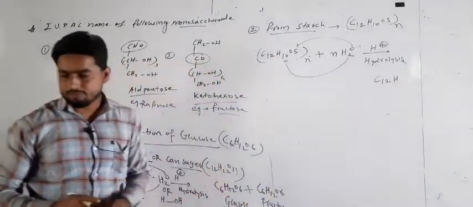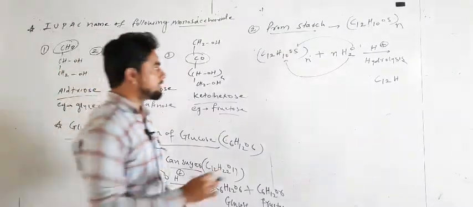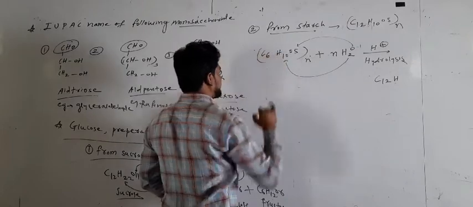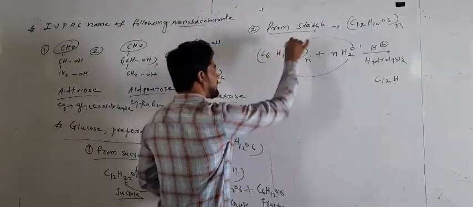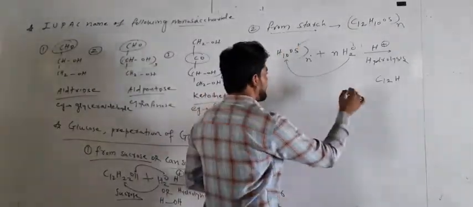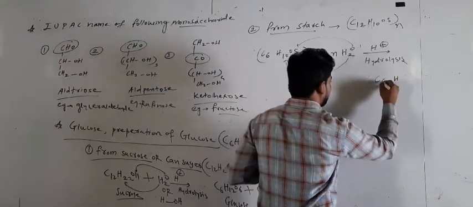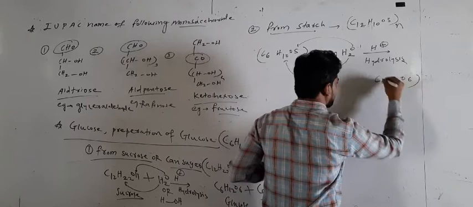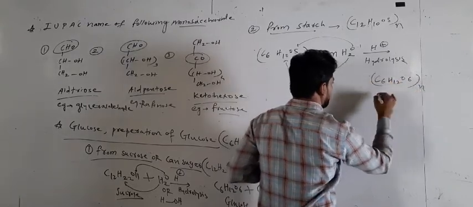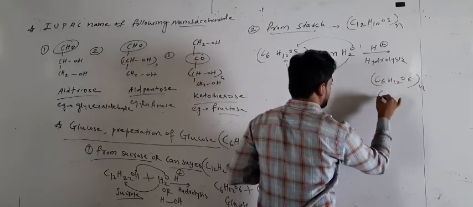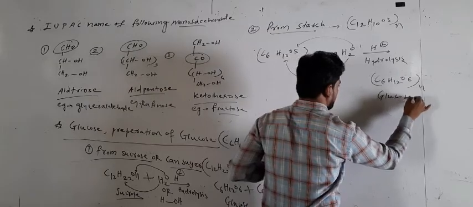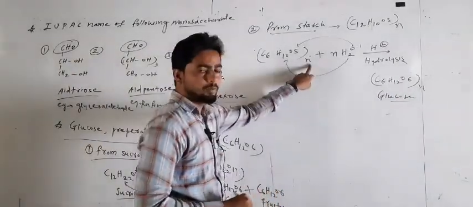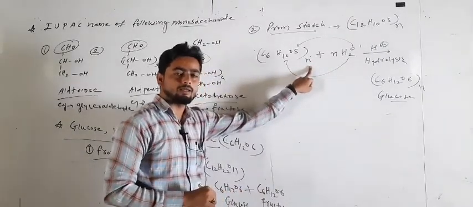The molecular formula of starch, what we take here? So the molecular formula is not C12. It contains C6H12O5. It's the molecular formula of starch. So we added a formula C6H12O6 with n here. This is called what here? The glucose. This n indicates what here? This n indicates the number of monosaccharide units joined together.